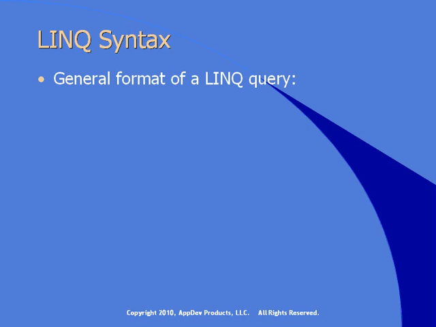The general format of a LINQ query looks something like this. We start with the from statement. Every query has a from statement specifying where we're getting the data from. You can have a where clause indicating some criteria on that data, an order by clause indicating how you want to order the data, and you'll end with a select statement which indicates what subset of fields you'd like to retrieve, or maybe all of them.